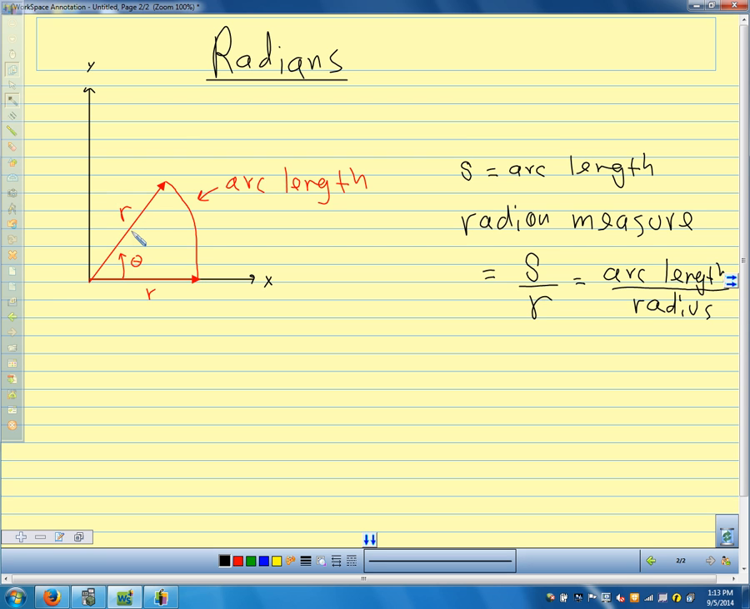One of the nice things about radian measure is that arc length and radius both have the same units. They're units of length: inches, meters, centimeters, something. So when we take arc length and divide it by radius, the units cancel out. Radians don't have any units, so we don't have to worry about the units. That's one nice thing about working with radians. There are no units.